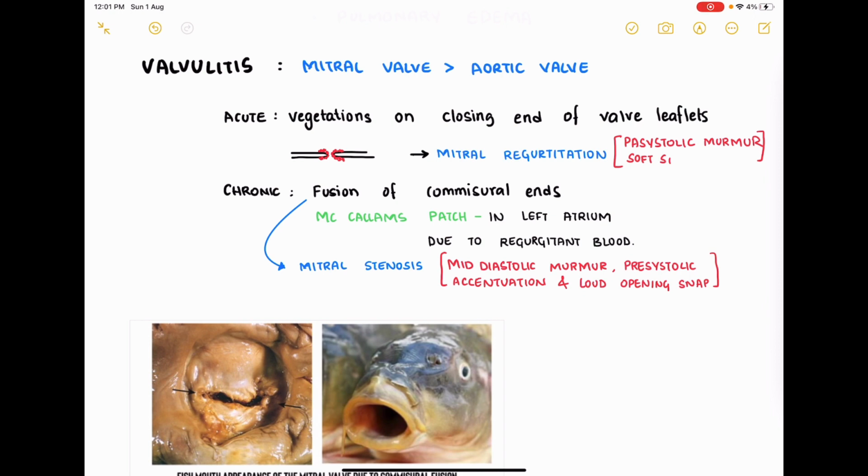In mitral stenosis, there is a mid-diastolic murmur with a presystolic accentuation and a loud opening snap. There could also be McCallum's patches seen in the left atrium, which is because of the regurgitant blood hitting onto the endocardium over a period of time.